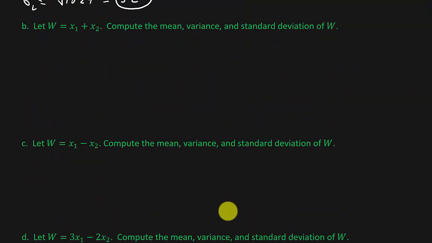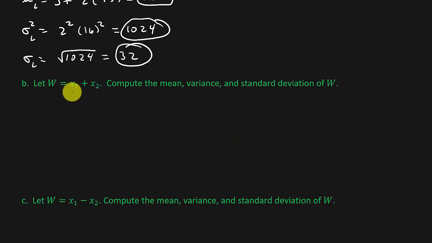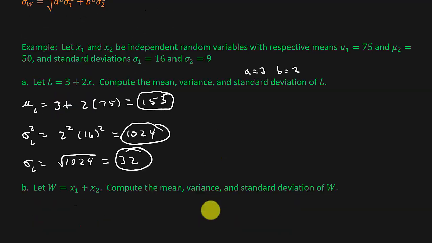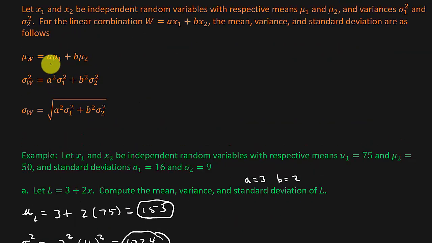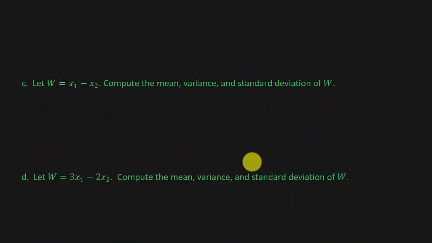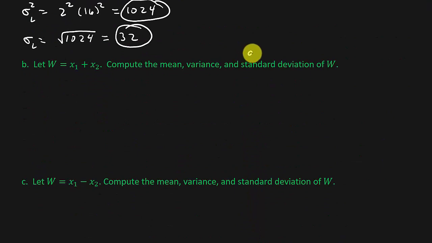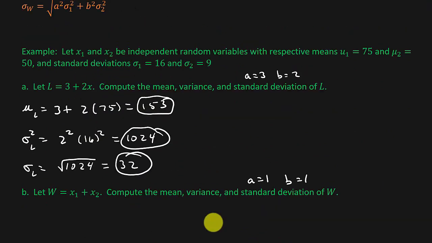Okay, so what's the formula? It's A times mu1 plus B times mu2. And you can see here A is equal to 1 and B is equal to 1. Those are the numbers in front of x1 and x2, AX1, BX2. So we plug in A and B, they're each 1, and then we've got our means, mu1 and mu2.